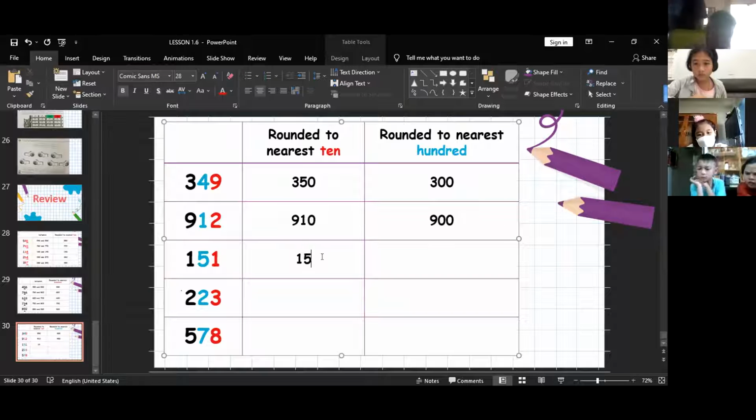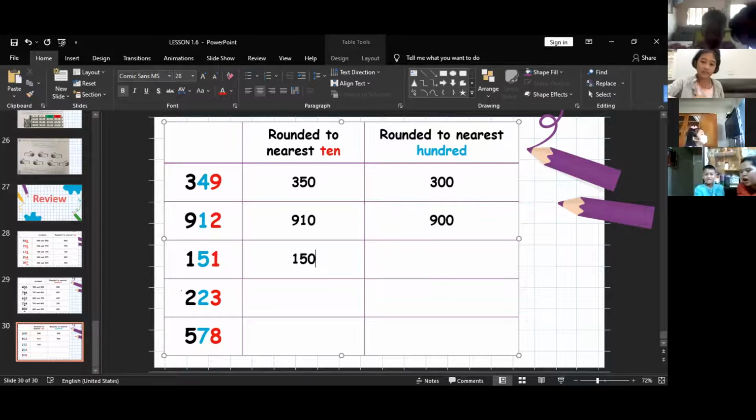Okay, what will I write here? The last number. What is the last number? 15? 115 is like this. No, okay. This one is 5. What is the last number? 100? 50 or 15? 50, not 15, okay? 50. Okay, 150.